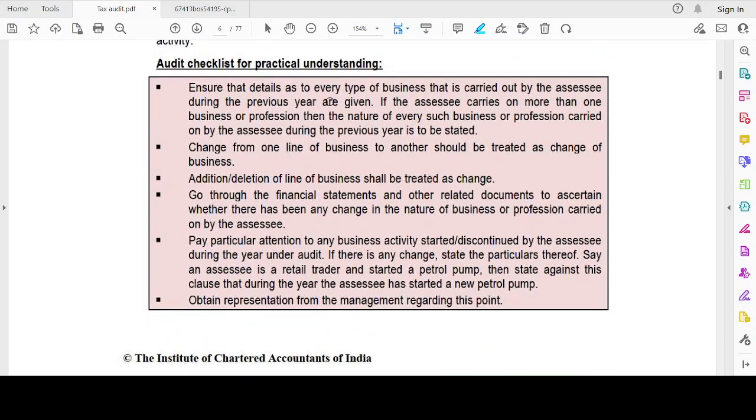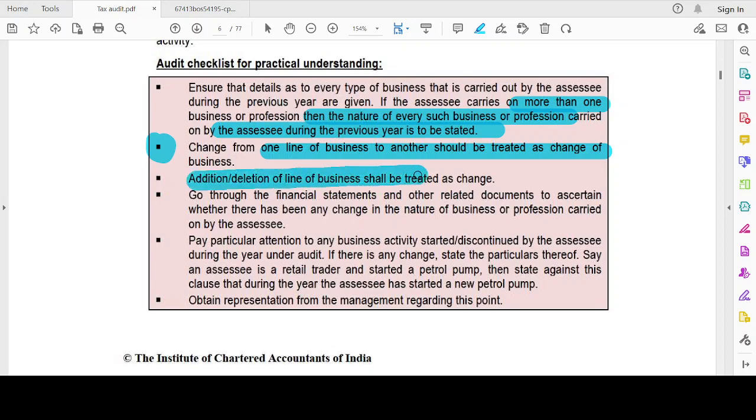What checklist do I have to maintain? Ensure the details as to every type of business carried out by the SSC during the previous year are given. If the SSC carries on more than one business or profession, the nature of every business or profession carried out by the SSC during the previous year is to be stated. Change from one line of business to another should be treated as a change of business. This is an important MCQ. Addition or deletion of a line of business shall again be treated as a change.